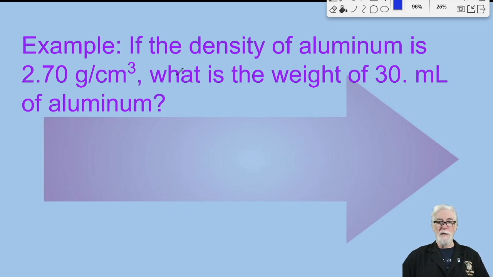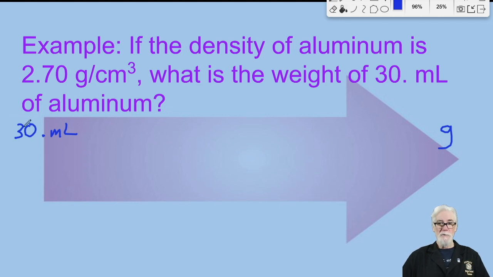Here's an example that we can solve with dimensional analysis. If the density of aluminum is 2.70 grams per cubic centimeter, what is the weight of 30 milliliters of aluminum? So we'll start this about the same way. We're going to start with a given quantity. In this case, it's 30 milliliters. That's the amount of aluminum. And we want to end up with a weight, which probably would be expressed in grams.